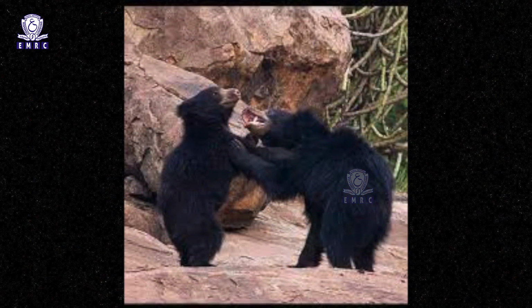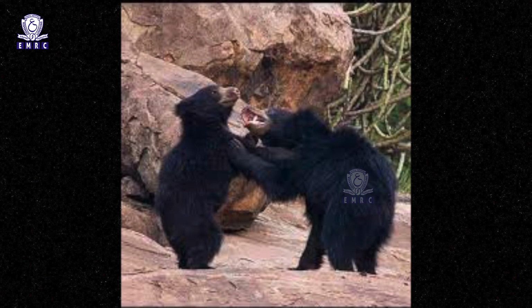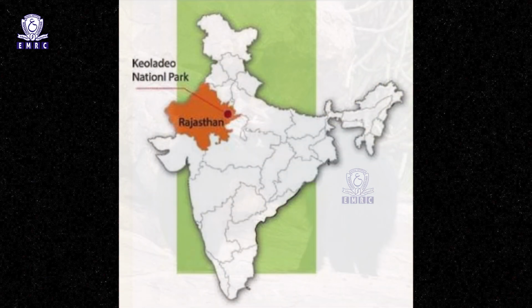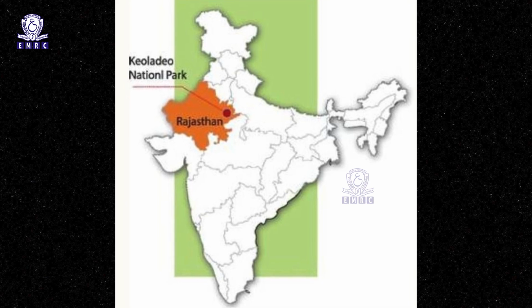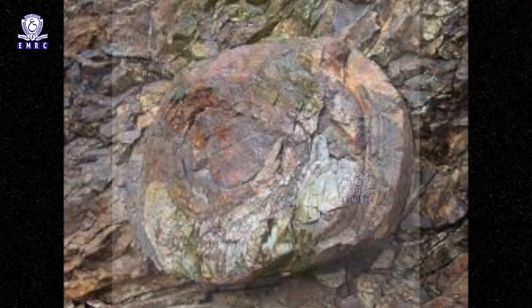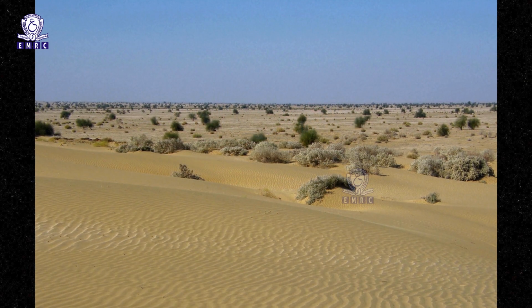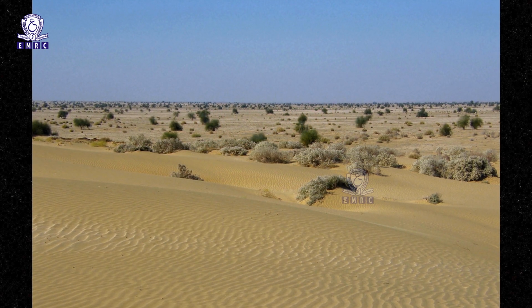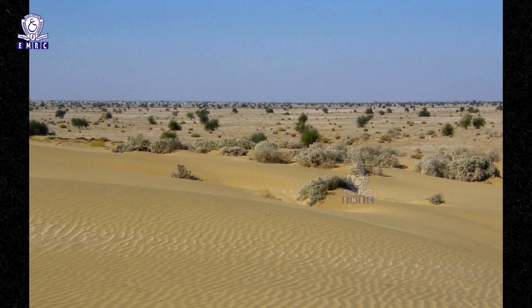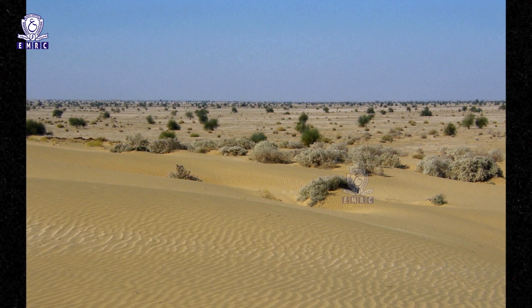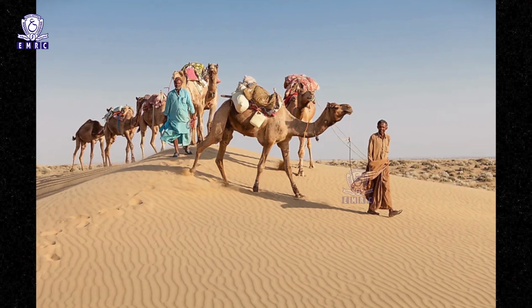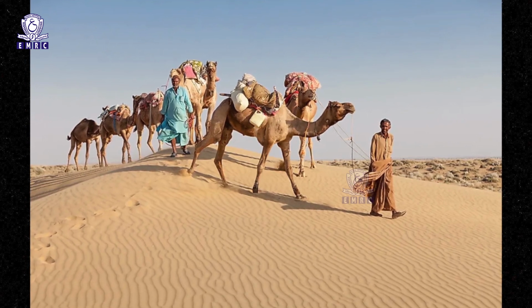The Sunda Mata Conservation Reserve is located in Jalore district. The Kalodiolo Ghana National Park, or the Desert National Park, in Jaisalmer has fossils of tree trunks and seashells. The Thar Desert has a population density of 83 people per square kilometer and is the most densely populated desert in the world. It has become the largest wool producing area in India.